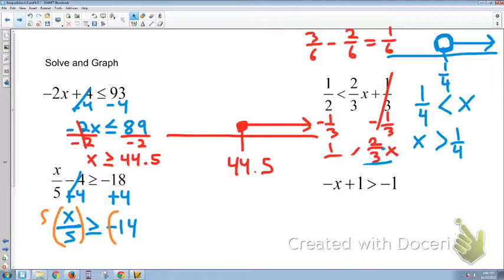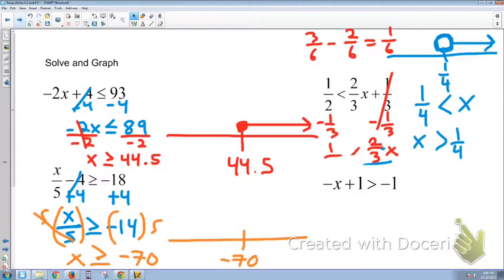It's a positive, so there's no need to change the direction of the inequality. X is still going to be larger than or equal to 5 times a negative 14, which should be 50 plus 20, 60, 70, so negative 70. If I were to graph this solution set, then I would put negative 70 here, and I would think, okay, x is anything that's equal to negative 70 or anything that's larger than negative 70. So there's your graph there and your solution set.